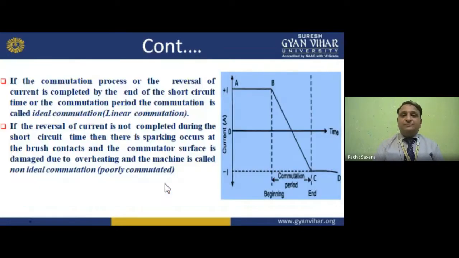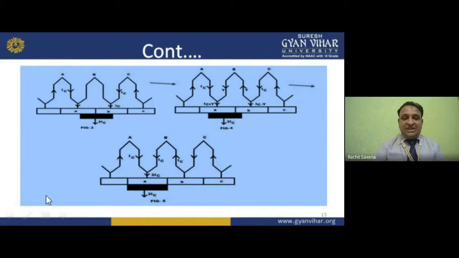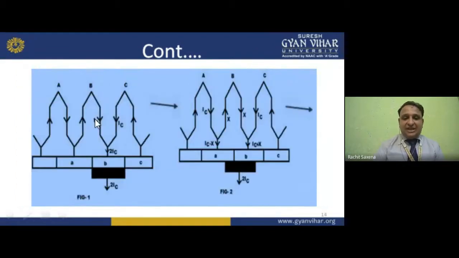Now moving forward, in continuation of the previous one, the types of commutation. I hope you understand with this diagram. In this diagram, these are the reversal of current: this one is entering, this one is leaving. So I am getting here IC plus I minus X plus IC. The resultant we are getting is 2 IC.